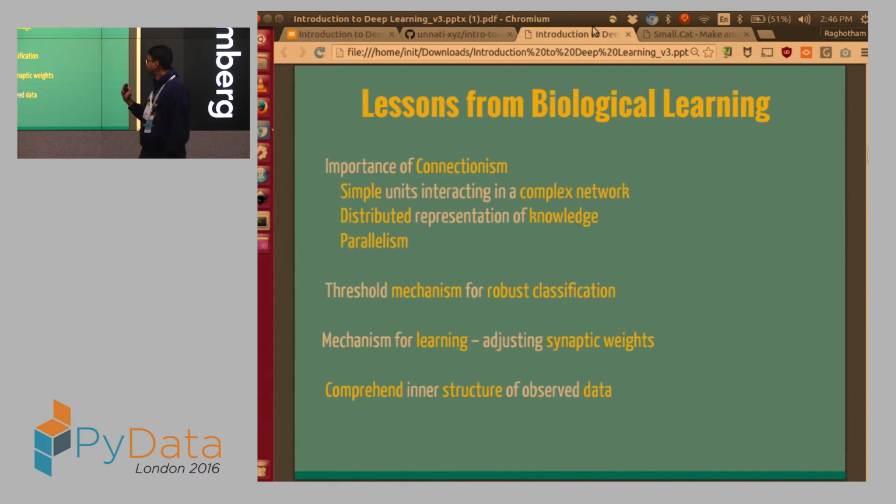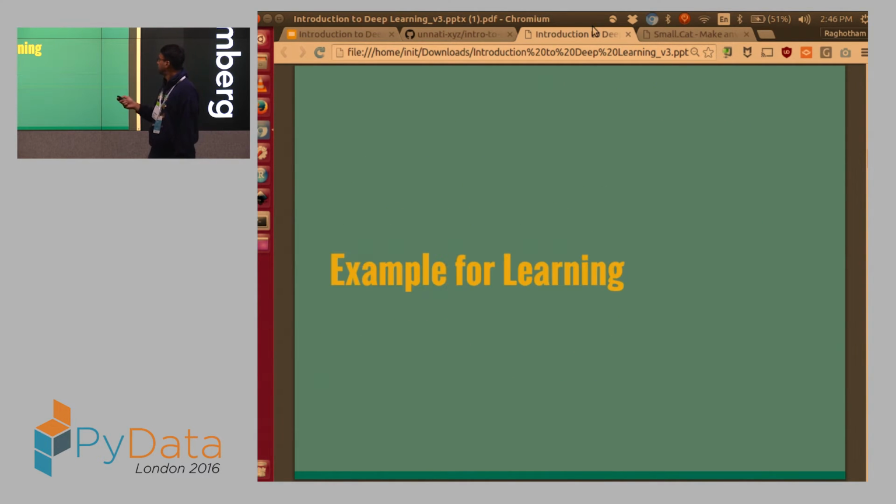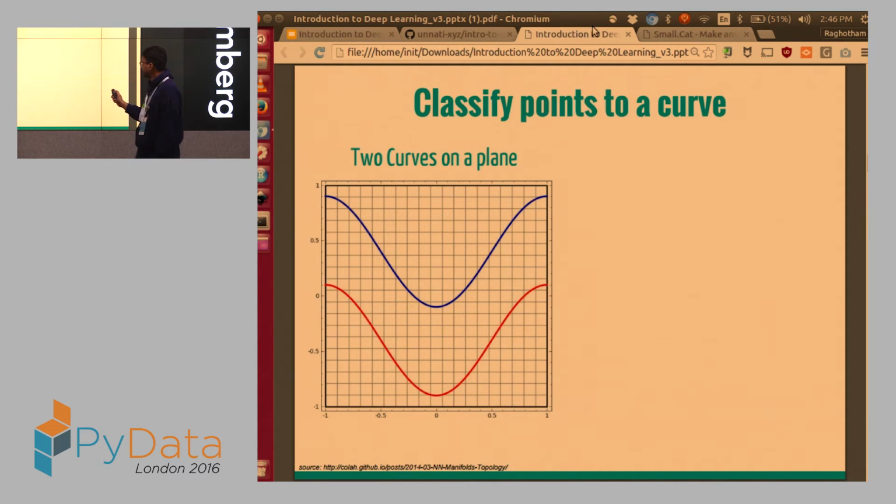Yeah, and there are examples of learning. So let's take a very simple example. Right, two curves on a plane. So if I were to give you a point, how would you classify the point to be on the blue line or the red line? How would any of you do it?